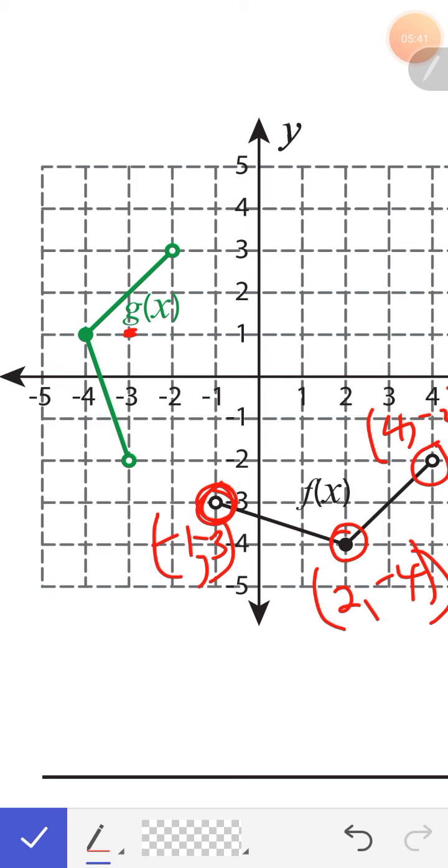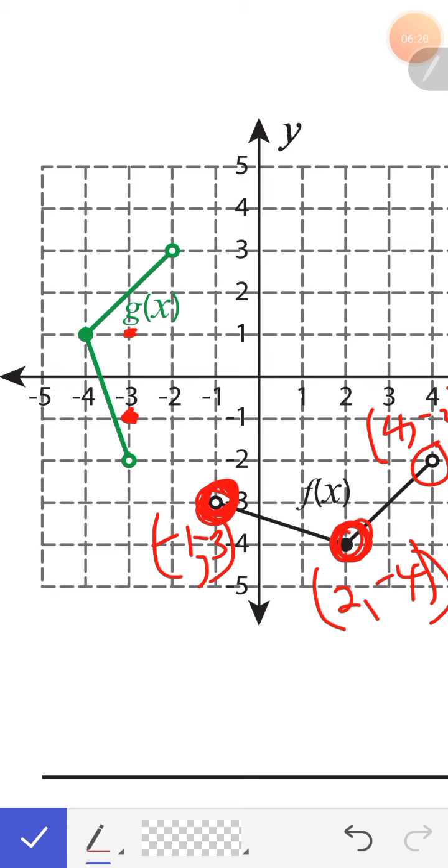If I flip this second point, it would be x is negative 4, y is 2. So that point would be right here. Let's say that again, going back a little bit. This one was x is negative 1, y is negative 3, so its flipped version would be x is negative 3, y is negative 1. My bad, it's supposed to be here.